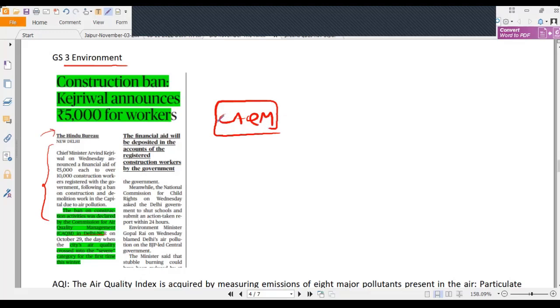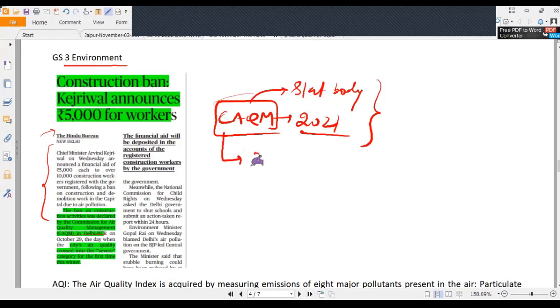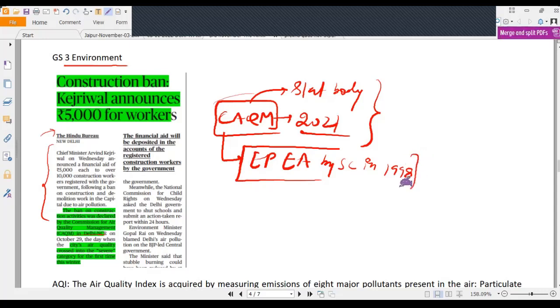Now let us understand about Commission of Air Quality Management for NCR and adjoining regions. So it is a statutory body formed in 2021. It replaced Environmental Pollution and Control Authority, which was appointed by Supreme Court in 1998 to look into air quality of National Capital Region. So this body has been dissolved and it has been taken over by this body.